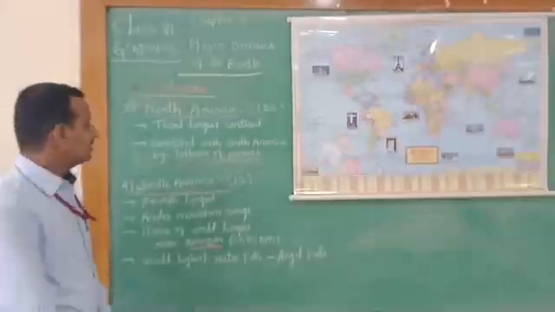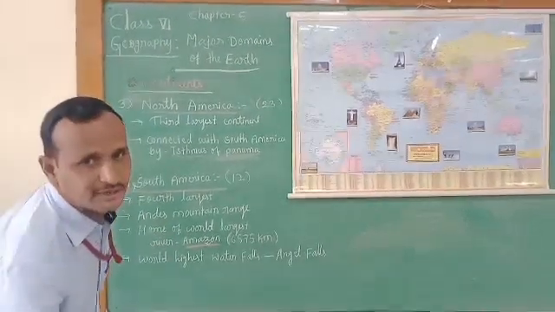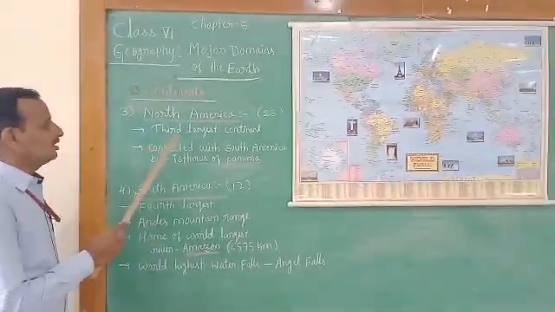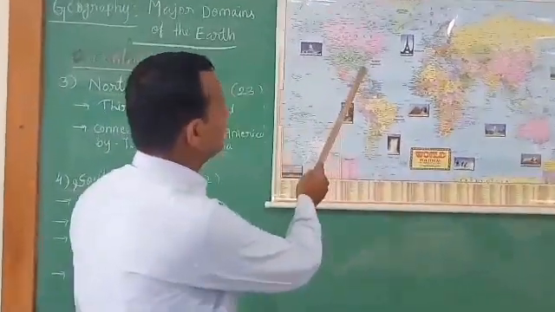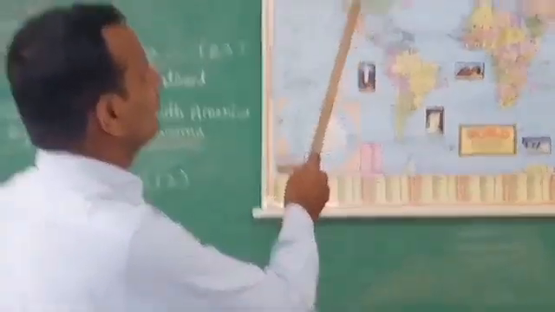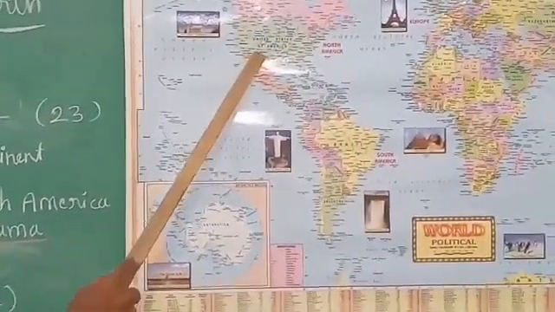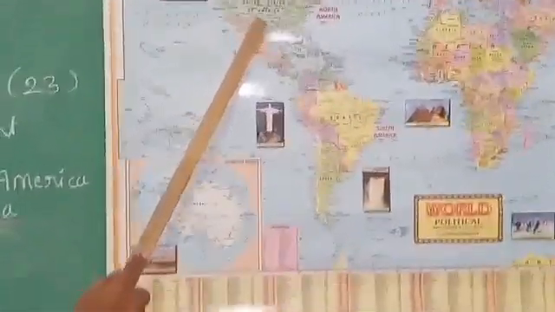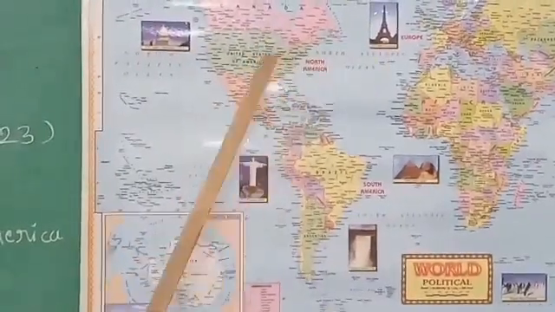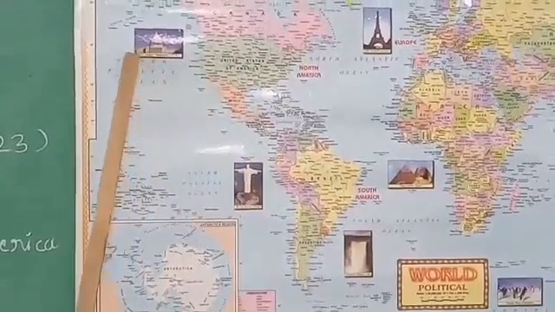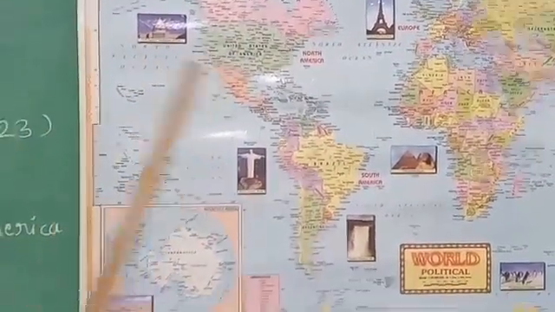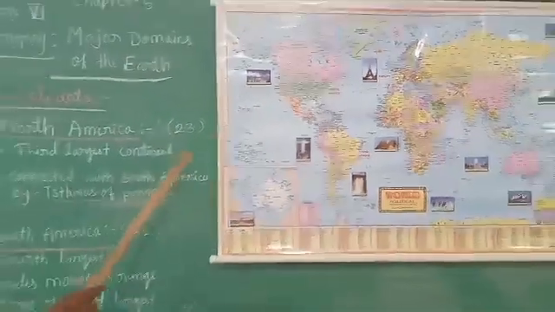Children, North America is the third largest continent. It lies in the western hemisphere and northern hemisphere. See children, this is the continent of North America on the world map. It lies in the northern hemisphere and western hemisphere, and it is the third largest continent.